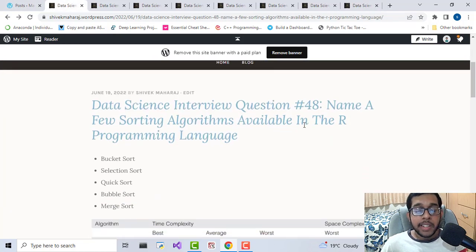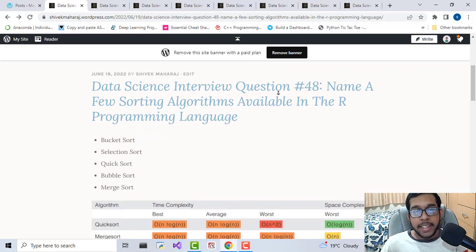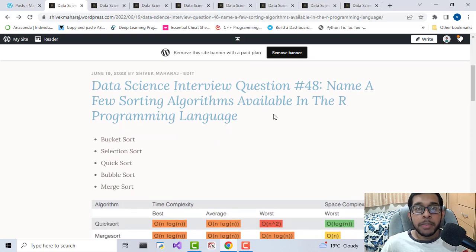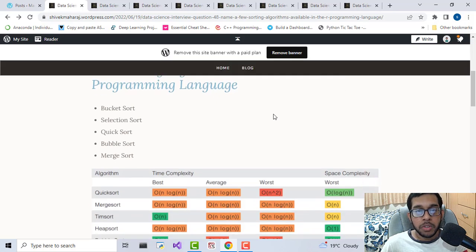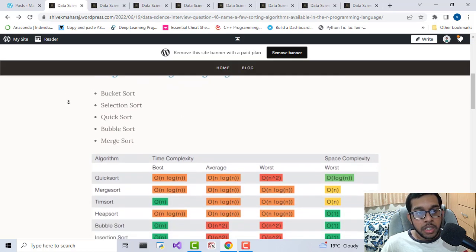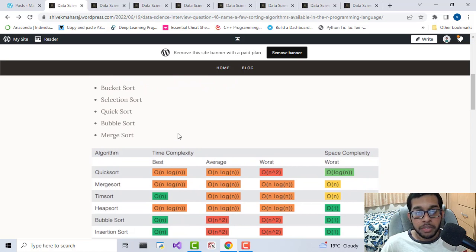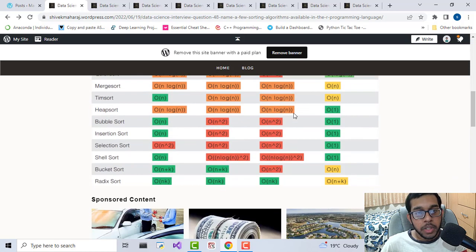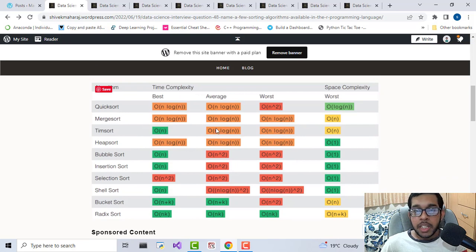Data science interview question number 48. Name a few sorting algorithms available in the R programming language. As you can see, there are a lot that we can mention for this question. I've listed a few of the commonly remembered ones here: bucket sort, selection sort, quick sort, bubble sort, and merge sort. I've also added this little image that tells you the time and space complexity for each algorithm. You can go through that if you pause the video.